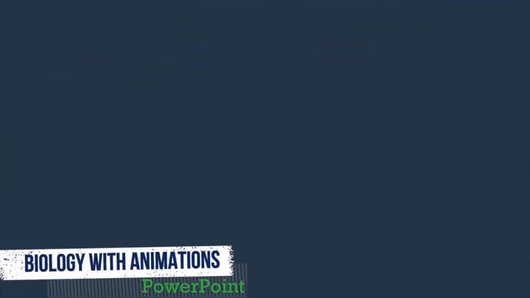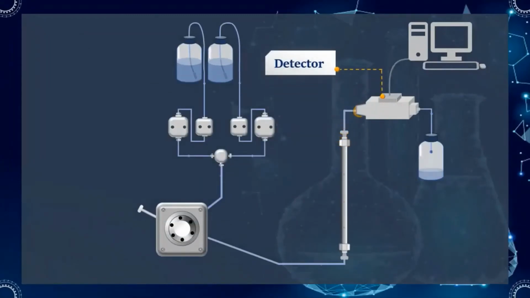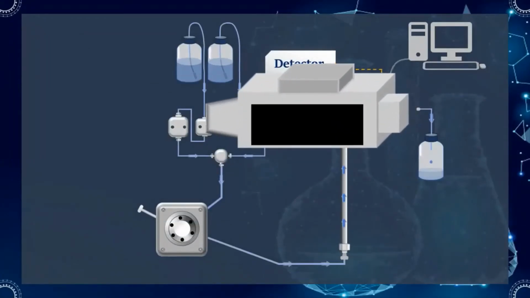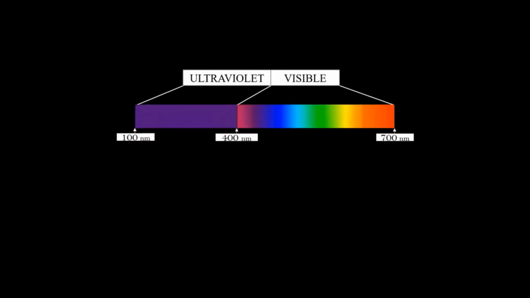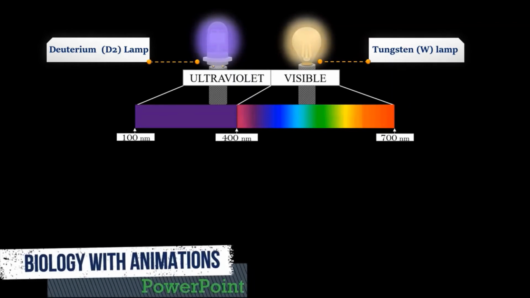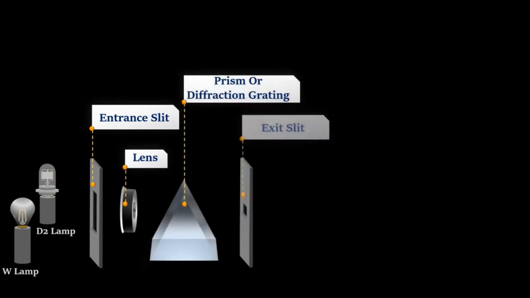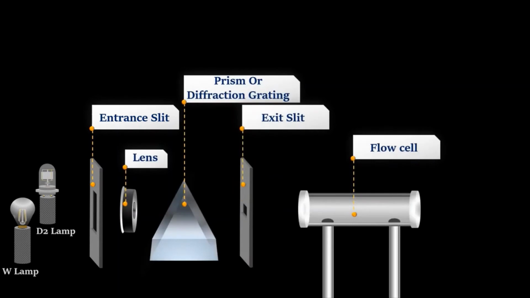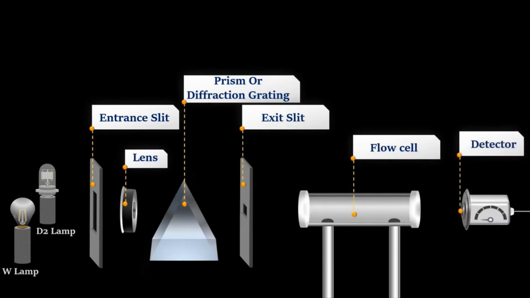As compounds elute from the column, they interact with the detector. Different types of detectors can be used, such as the UV-vis detector, which shows an absorption spectrum in the ultraviolet or visible region. For UV detection, a deuterium discharge lamp is used as a light source. And for components detection in the visible region, a tungsten lamp is used. In a UV-vis detector we can also find an entrance slit, lens, prism or diffraction grating, exit slit, flow cell, and detector for absorption measurements.